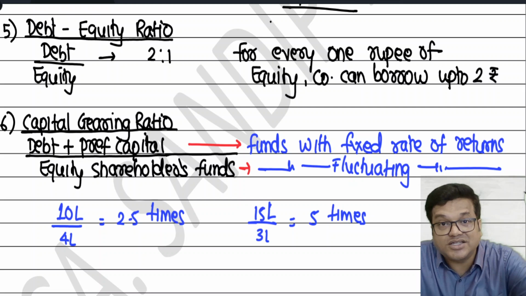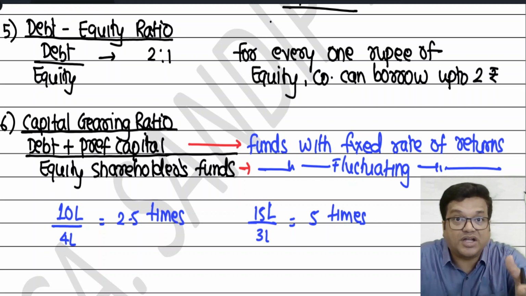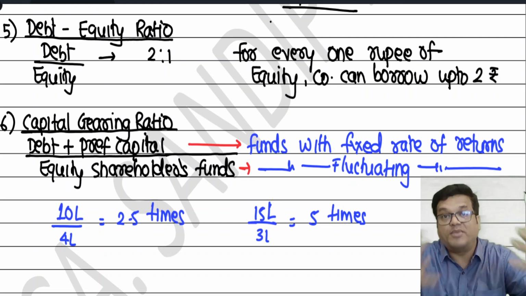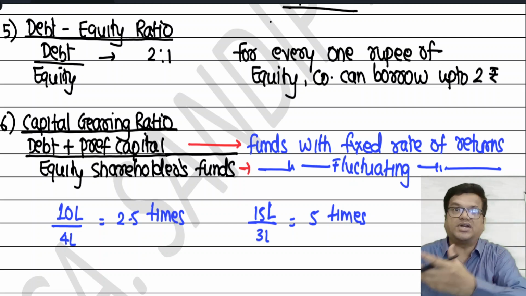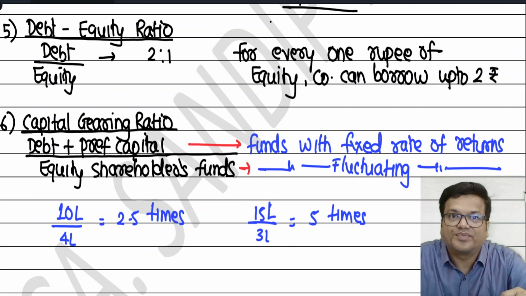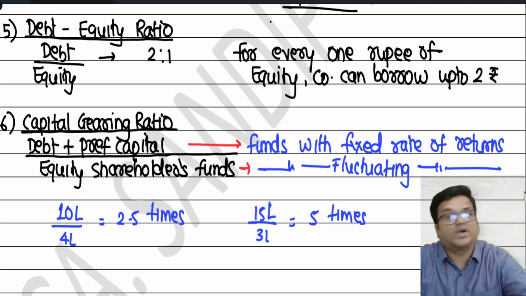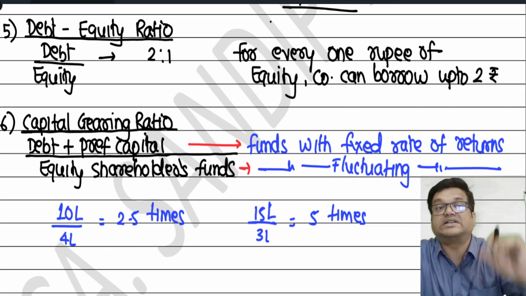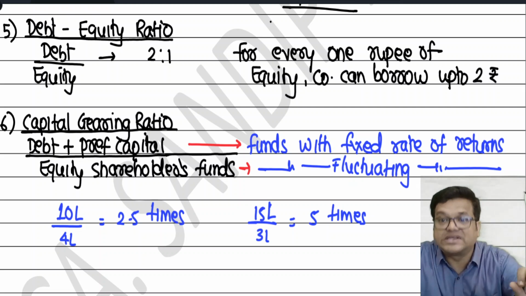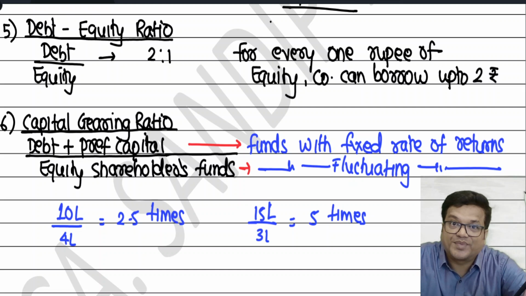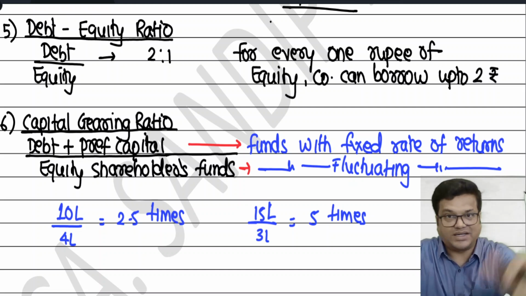What is the risk that is involved? Suppose tomorrow a recession comes, or a government policy changes, or some unprecedented attack happens on the country and the markets crash, the demand goes down, there is a depression in the economy. What happens? Your business is at risk. So what we can understand from this is that for the capital gearing ratio, the higher the ratio, the higher the risk.